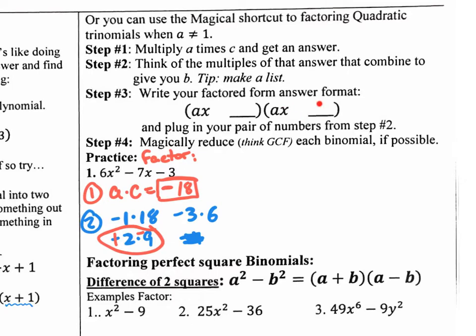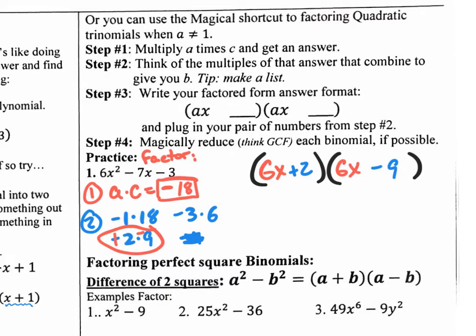Make your factored form format ax, ax. So what is your a value? 6. So I'm going to put 6x and 6x. Everybody do that. Now what belongs in this blank spot? The pair of numbers from step 2, right? Negative 9 and positive 2. So let's take that plus 2 and minus 9 and put it right in there. Plus 2, minus 9.